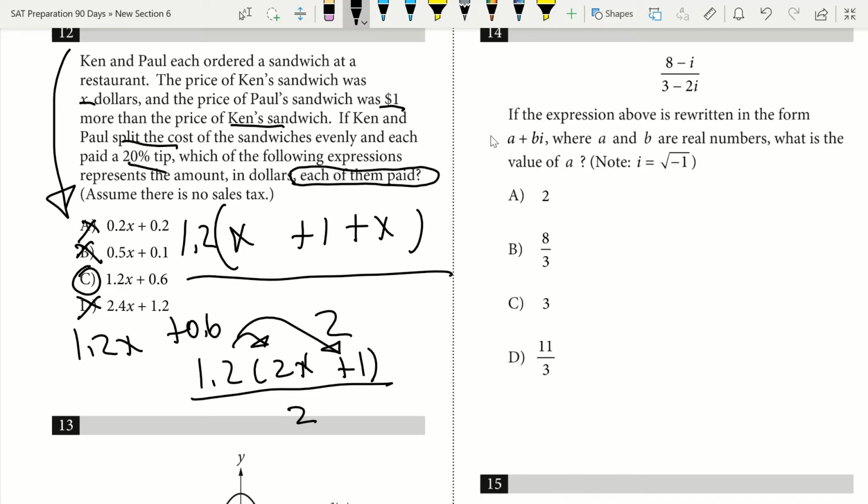All right, so things that you could put in your notes for that one is writing out your equation as you read through the problem.